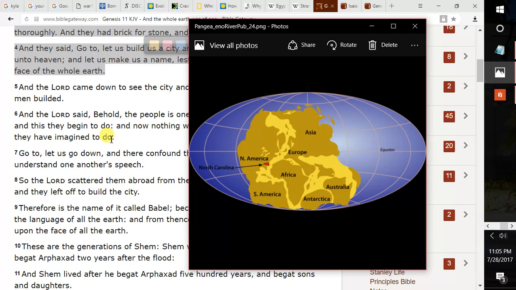And the Lord came down to see the city and said, oh wow, these people are actually going to build this thing to reach the top of heaven. I can't let them do this, because this is not what I asked them to do. So I am gonna confuse their language, so they don't understand each other.